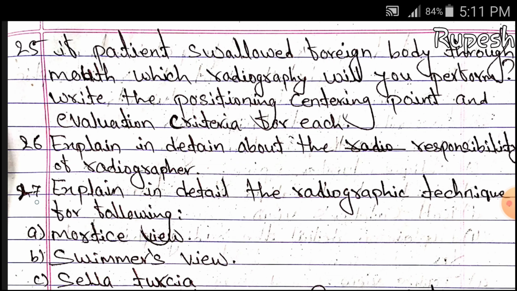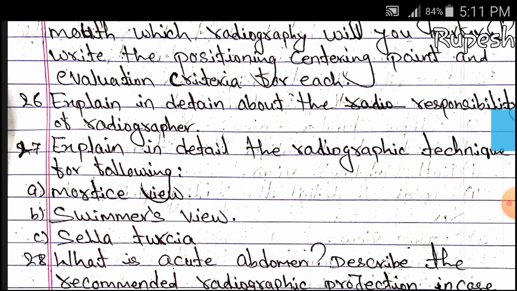Question number 27. Explain in detail the radiographic technique for the following. Point number A, Matrix view. Point number B, Swimmer view. Point number C, Sella turcica.